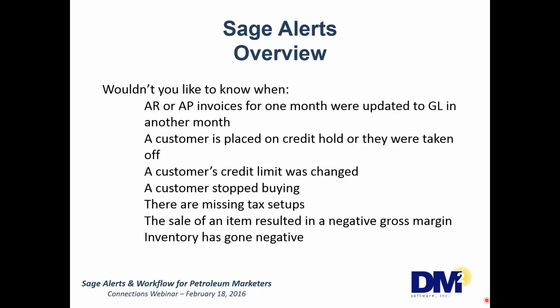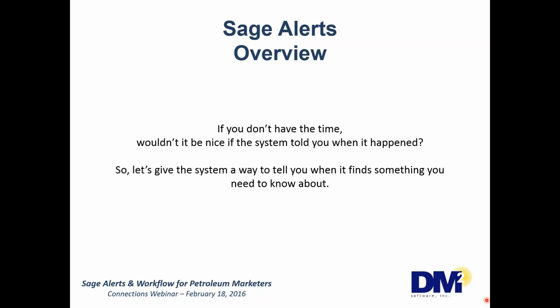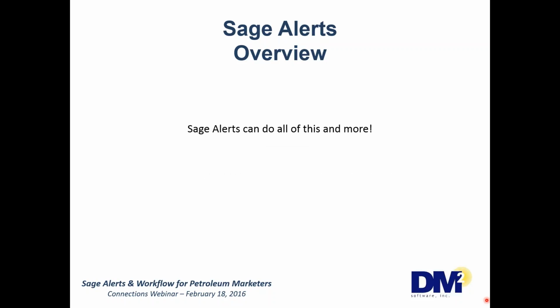There are probably a lot more that you could think of. But how are you going to know when these things happen? Do you have time to run reports and then comb through them to find the 1 or 2 things that are not right? If you don't have the time, wouldn't it be nice if the system told you when it happened? So, let's give the system a way to tell you when it finds something you need to know about. Sage Alerts can do all of this and more.